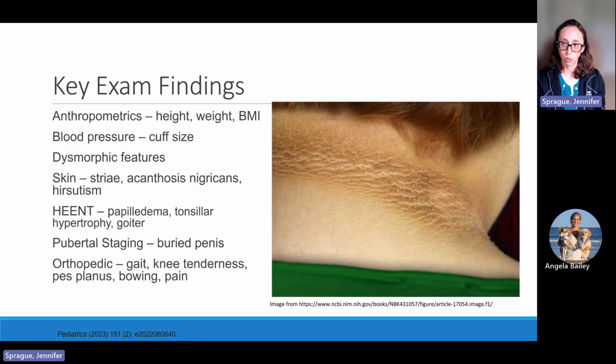Also relevant within that pubertal staging, it's not uncommon for us to get a consult for micropenis, and really the patient just is prepubertal and has a large suprapubic fat pad, so it results in more of a buried penis. And then orthopedic: obesity can affect gait. It can cause knee issues, pes planus, so flat feet, bowing, and cause pain as well.